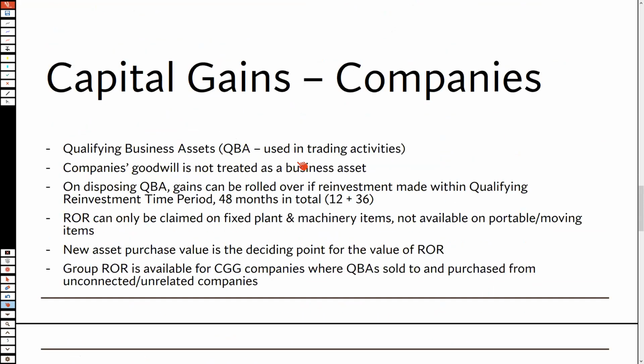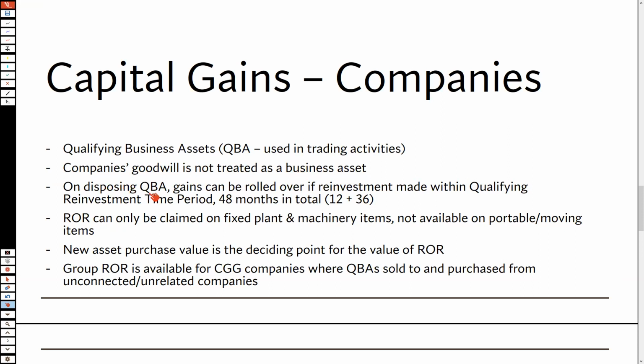Further few points. If you remember, whenever a business asset is disposed of and a new business asset is acquired, we can claim a relief named rollover relief. I repeat, when a qualifying business asset is disposed of and another qualifying business asset is purchased, a relief named rollover relief can be claimed. Now, what is a qualifying business asset? Any asset which is used in the trading activities of the business. A company's goodwill is not treated as a business asset, but an individual person's business goodwill, a sole trader's business goodwill, is treated as a business asset. Keep in mind, I am repeating for the last time: sole trader business goodwill is treated as a business asset, but a company's goodwill is not.